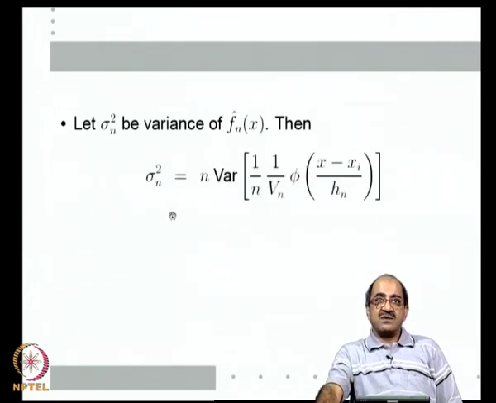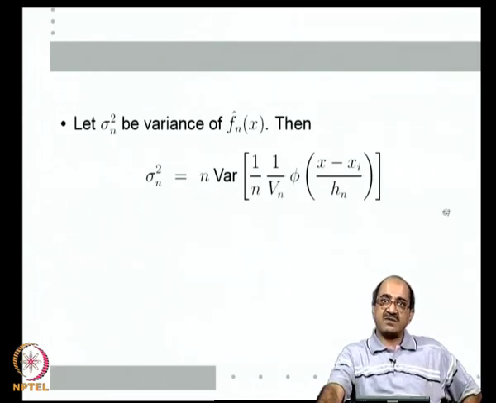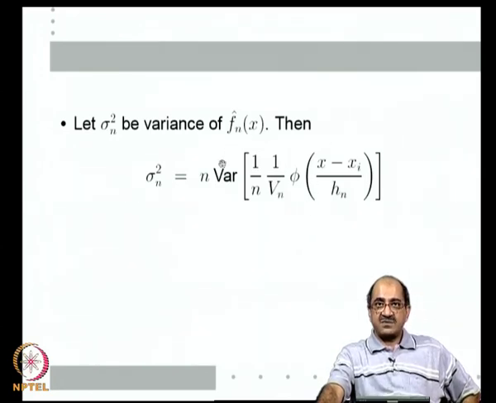So, sigma square n will be n times the variance of (1 by v n) phi of (x minus x_i by h n), where x_i is the random variable with respect to which I am finding the variance of this term. Okay. So, what is variance? Expectation of this square minus expectation of this whole square. Expectation of this we already know is (1 by n) f bar n.